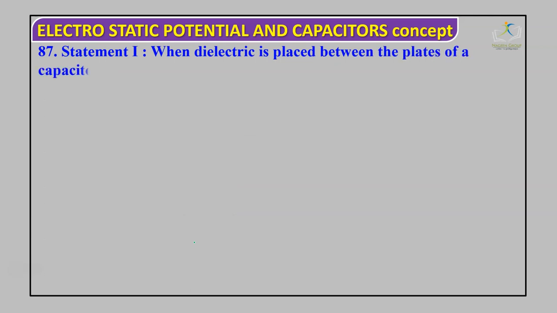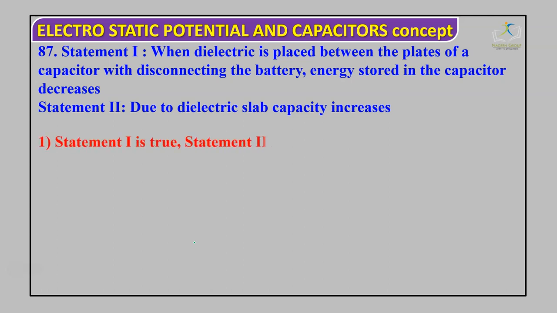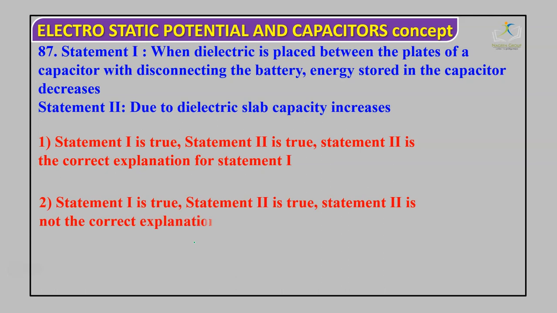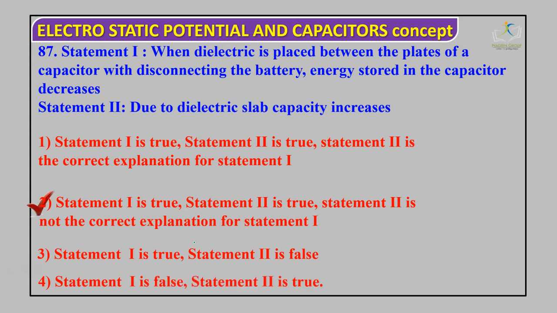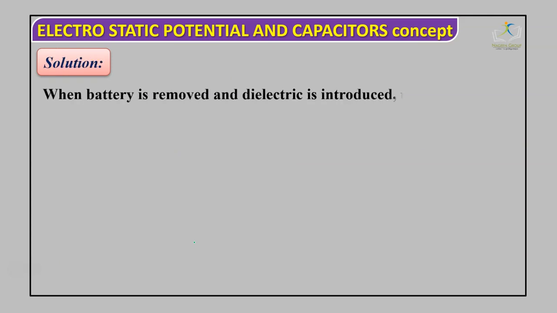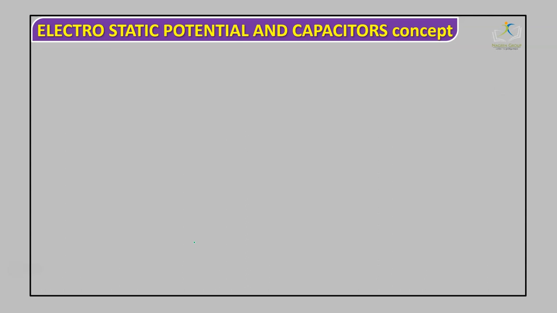Next question we have, again assertion reason type. Statement first, when a dielectric is placed between the plates of a capacitor after disconnecting the battery, energy stored in the capacitor decreases. Statement second, due to the dielectric slab, the capacity increases. We have these options. The correct option is option 2. Let us see the solution. When the battery is removed and the dielectric is introduced, then Q on the plates does not change, but V decreases and capacity increases. According to that, the second option is the correct option.